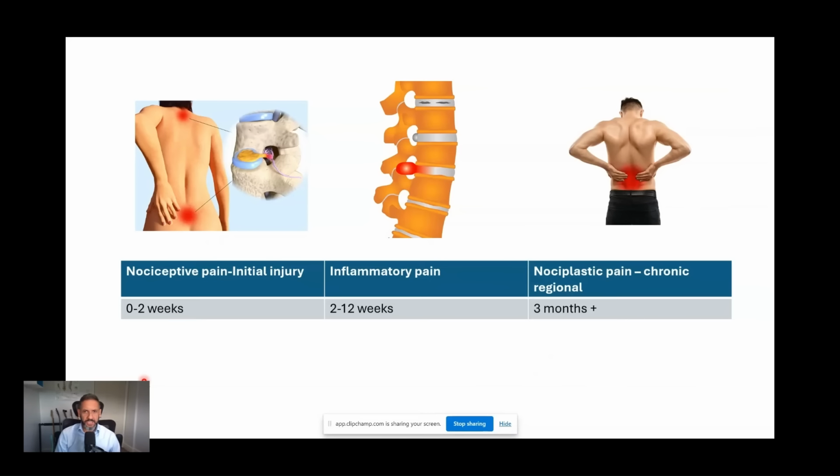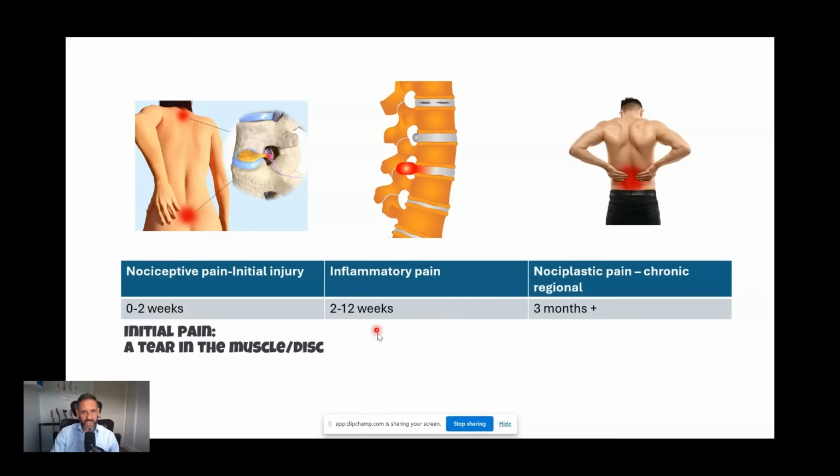So let's try and understand the mechanisms of pain in general, back pain, and then the sequence of events. So initially there's the initial cause of the pain. So that could be a tear in the muscle, or for example a tear in the disc. And we call that nociceptive pain. That's the pain you get from that initial injury to the back, however trivial it may be. And that pain usually lasts for about a couple of weeks.